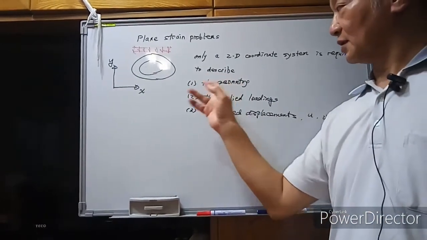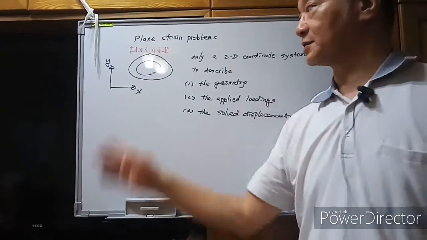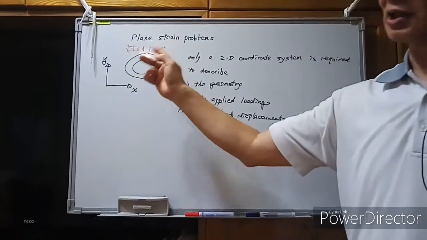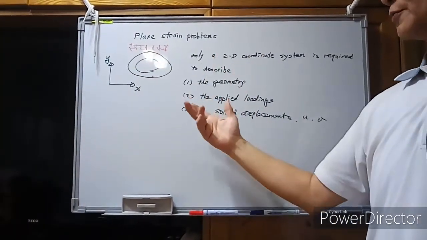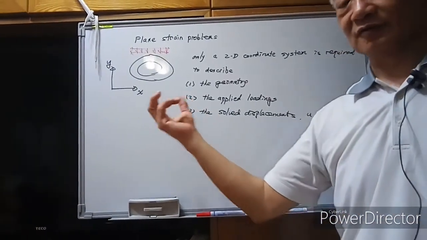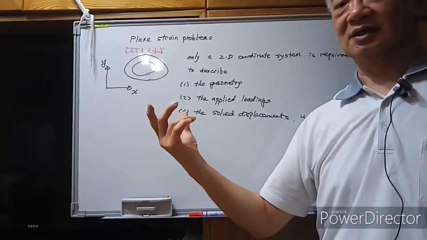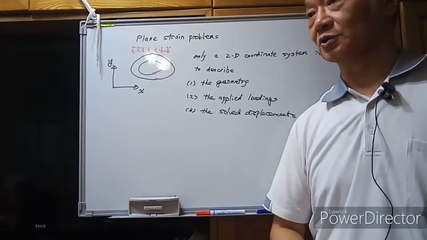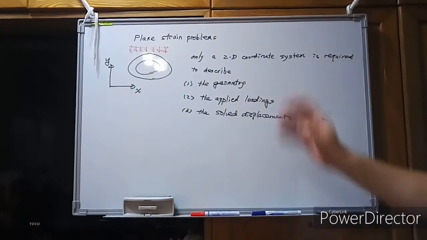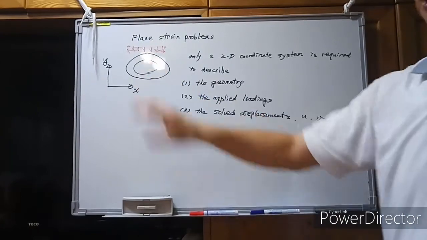Okay, so that's why we can use only a set of x and y coordinates to describe the geometry of the structure, the applied loadings, and also, after you solve the displacement of the structures, you need only this set of two-dimensional coordinate system to describe all these things. Okay, so that's the typical thing for the plane strain problems.